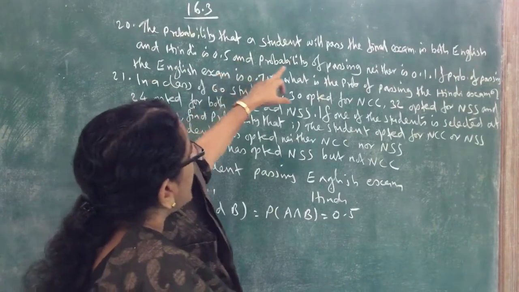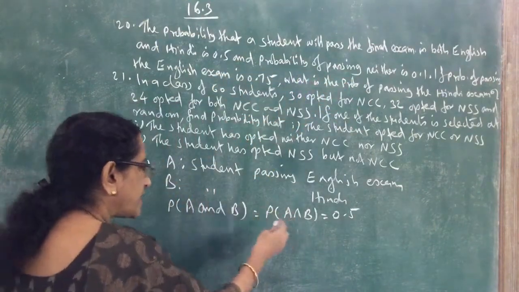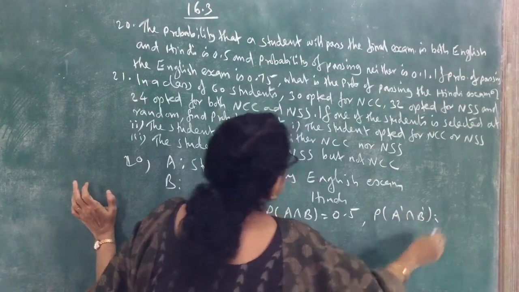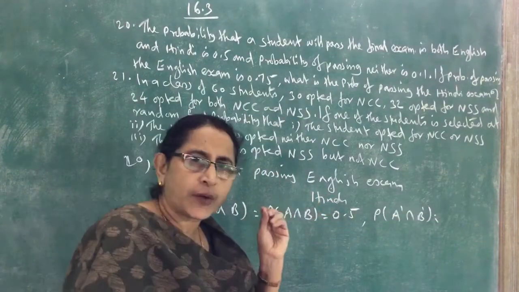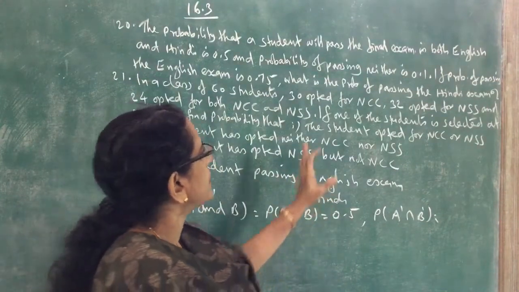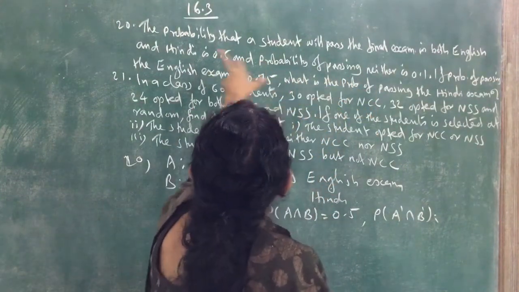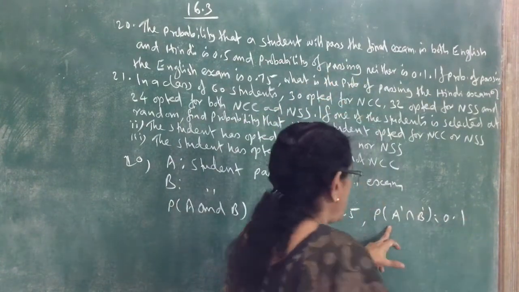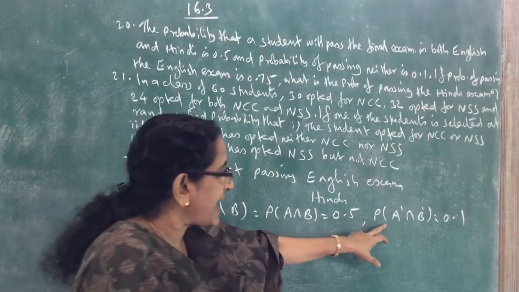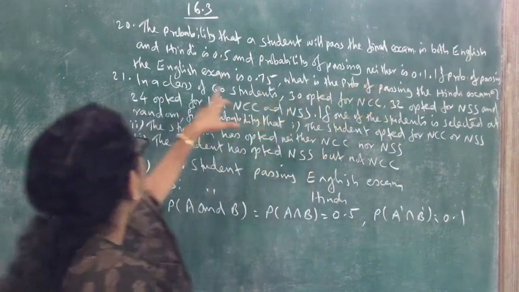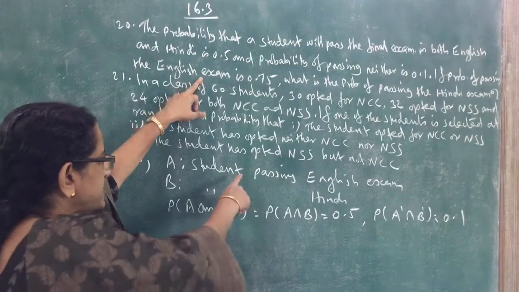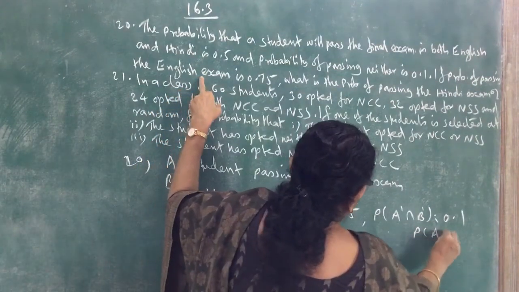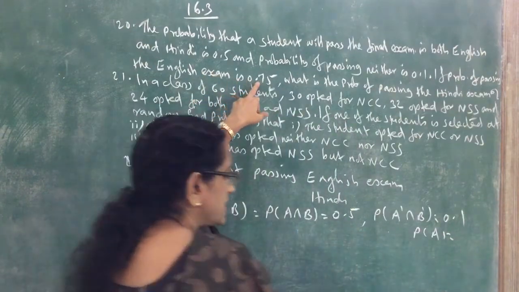And the probability of passing neither. Neither means he will not pass in English and will not pass in Hindi, that is probability of A dash intersection B dash, and that equals 0.1. Then the probability of passing the English exam means probability of A, and probability of A equals 0.75.